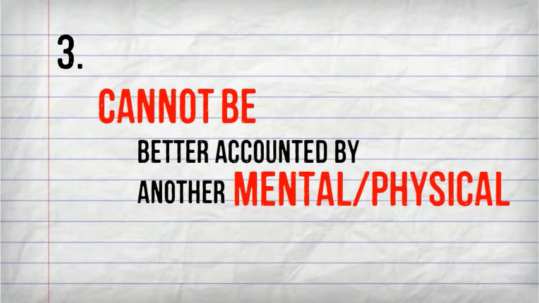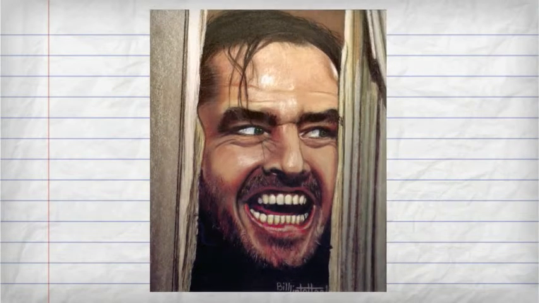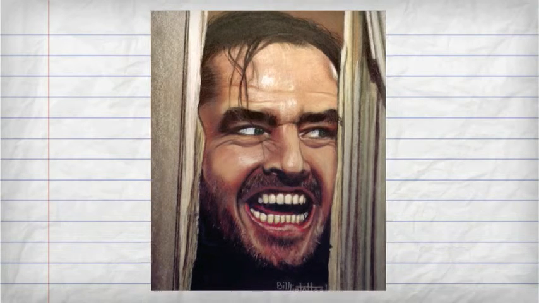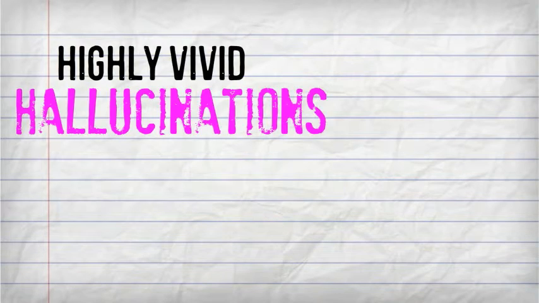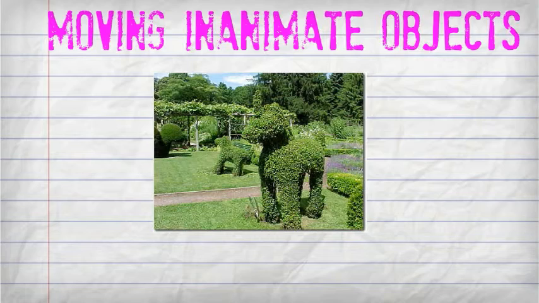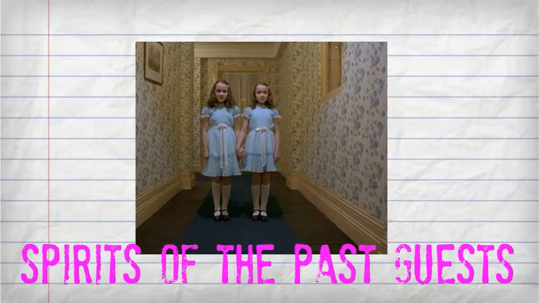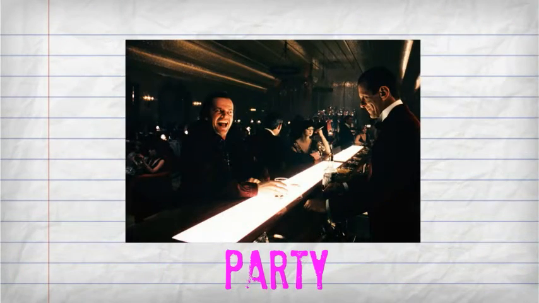There's actually a better explanation for his erratic behavior, because when you come down to it, Jack is more than simply an explosive rage addict. When he arrives at the Overlook Hotel, we see over and over evidence that he experienced intense mental distortion. What we are talking about are his highly vivid hallucinations of moving inanimate objects, spirits of the past guests of the hotel, and the party.